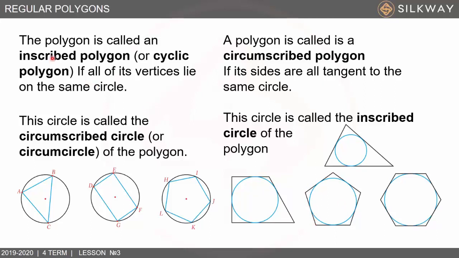Okay guys, look at these terms. Inscribed polygon means that the polygon is in the circle. Circumscribed circle means that the circle is outside of the polygon. Here, circumscribed polygon means that the polygon is outside of the circle, or inscribed circle means that the circle is in the polygon. Don't forget please.